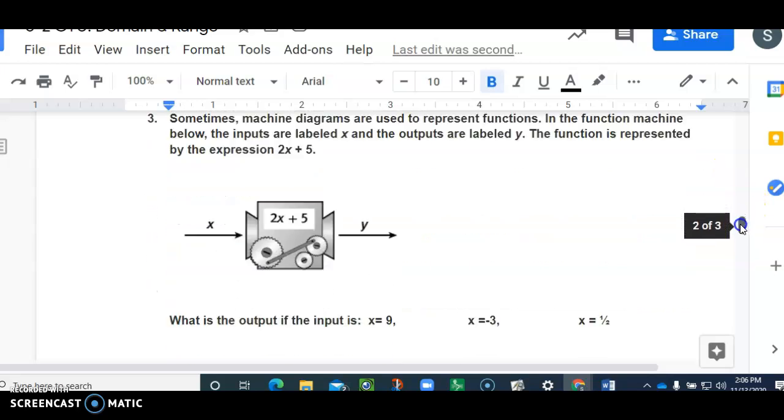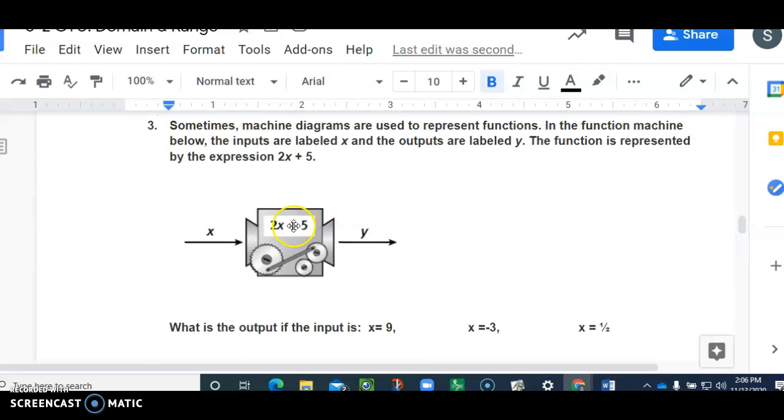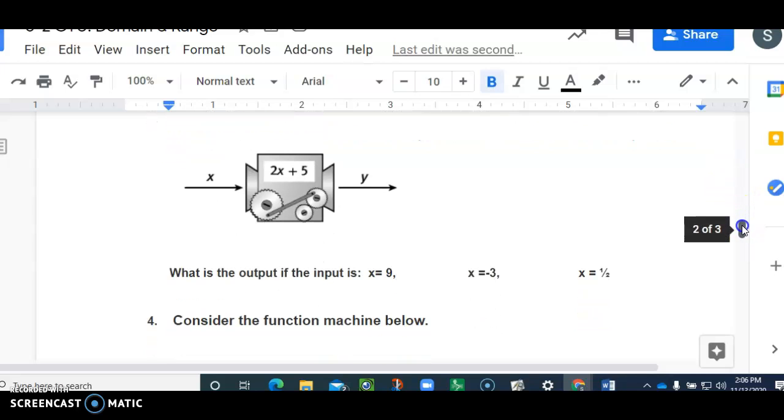Next one, on number 3, for example, they give you this expression right here. The expression is 2x plus 5. That's pretty much, they compare the expression in the function machine. And then the x is the input, and the y is the output. So this is the function right here, the function machine that has the expression 2x plus 5.